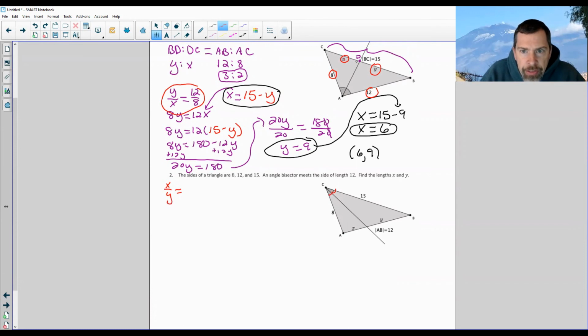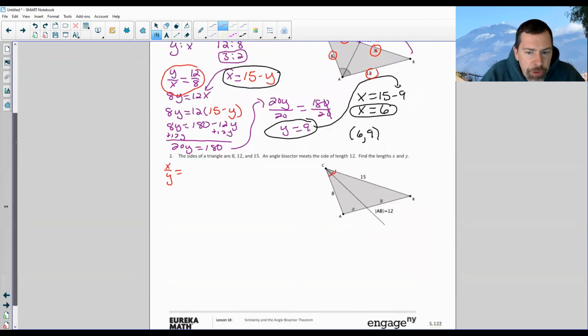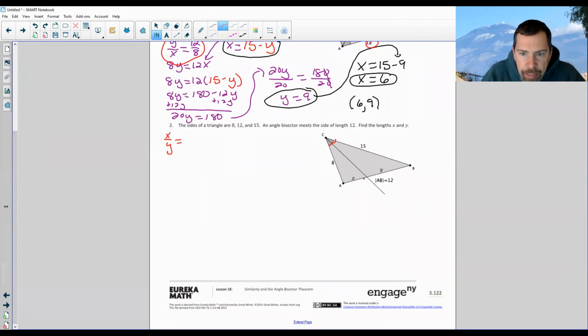Or you could say x over y, 8 over 12, or y over x, 12 over 8. Any proportional setup works. So if I said x over y, then I'm going to say 8 over 15, because those are the two on the same side of the bisector. X goes over y, 8 over 15, or we could have done y over x, 15 over 8. Cross multiply, and we get 8y equals 15x.